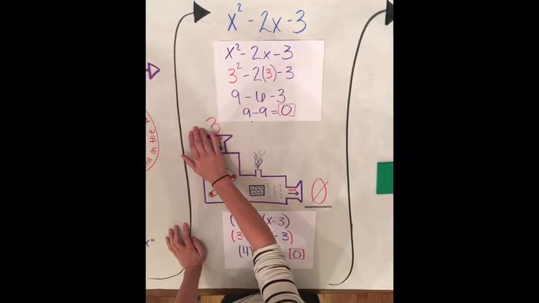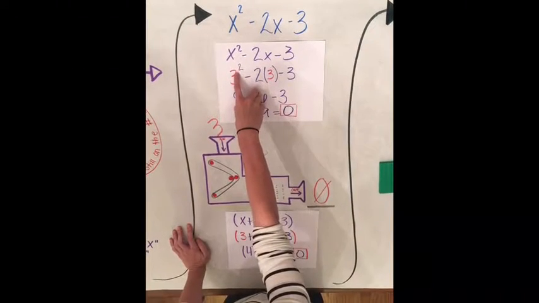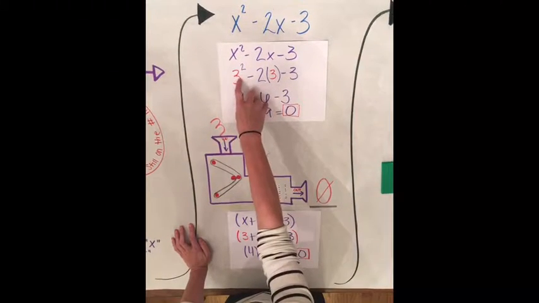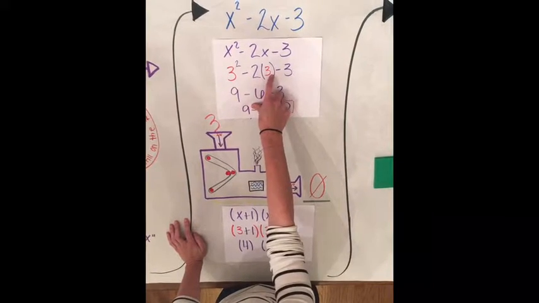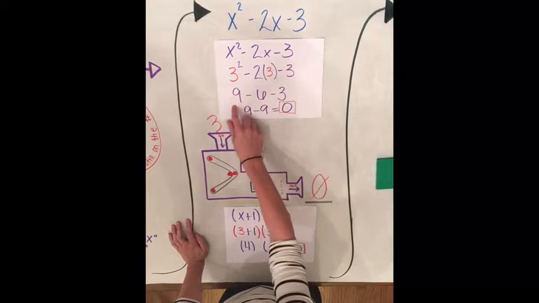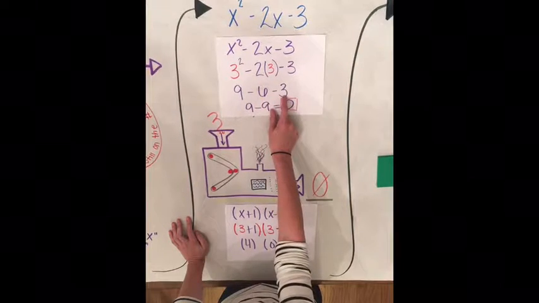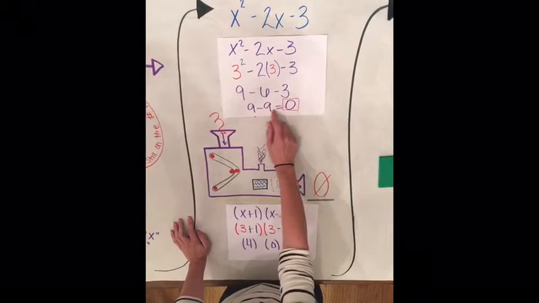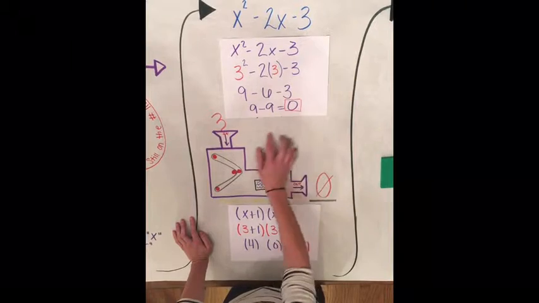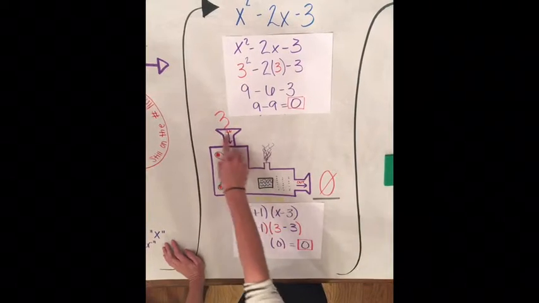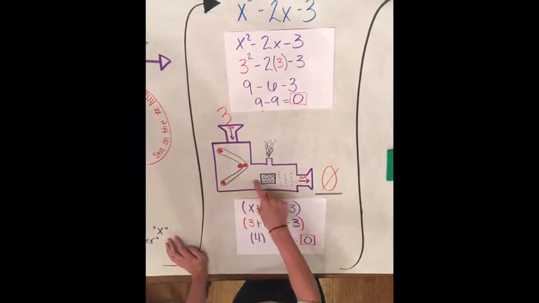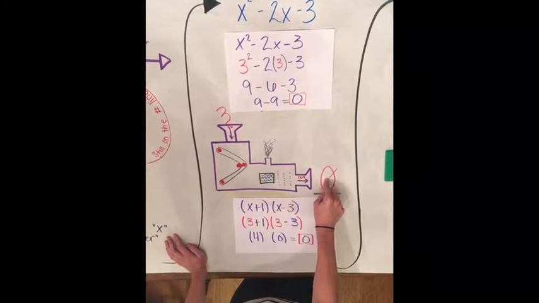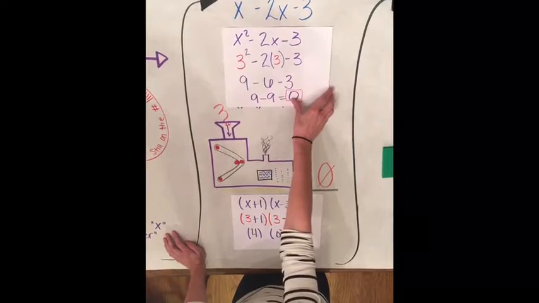We'll take 3 and plug into x wherever there is an x. So here we have 3 squared minus 2 times 3 minus 3, which gives us 9 minus 6 minus 3, or 9 minus 9, which gives an output of 0. Here is our function machine, and it's a representation of putting in a 3 and outputting a 0, which is what we just did in this polynomial expression.